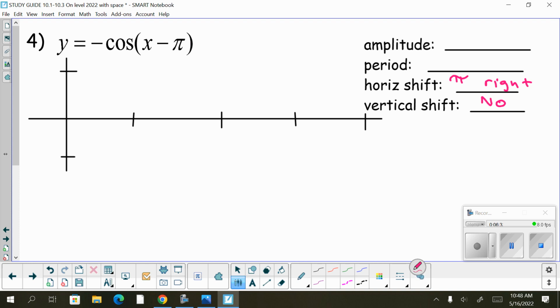We're going to go ahead and figure out our amplitude and period so we can get things numbered. Your amplitude is going to be a 1 because it is the absolute value of the a value. So that's just going to be a 1. And your period is 2 pi over b. Do you guys know what the b value is? It's right here. It's a 1.